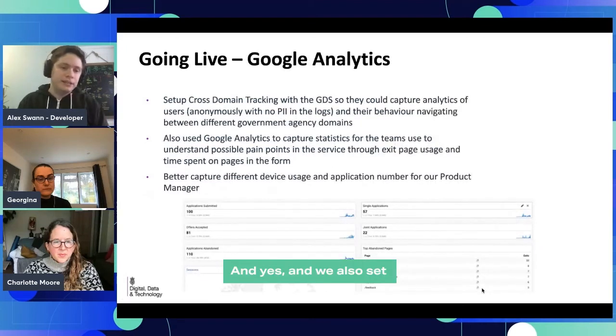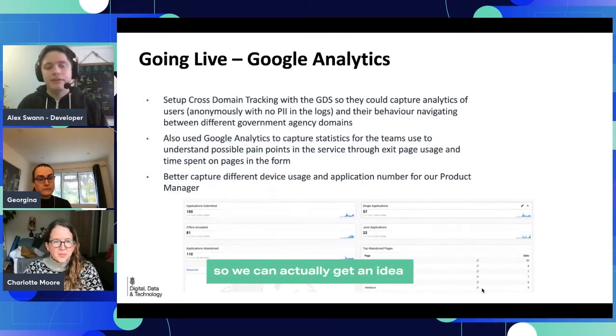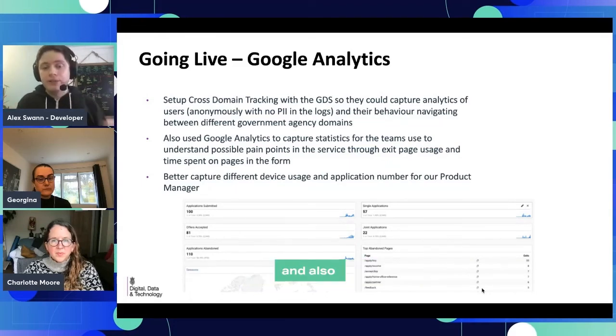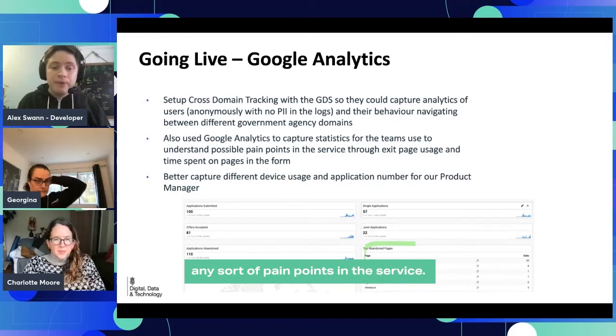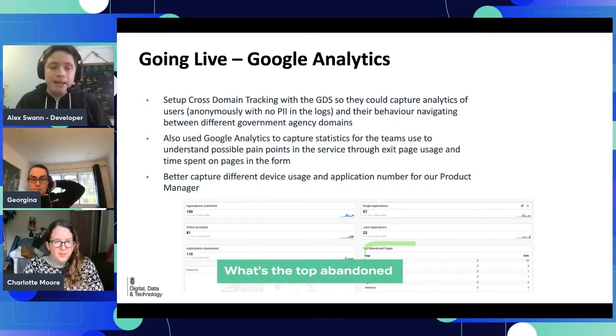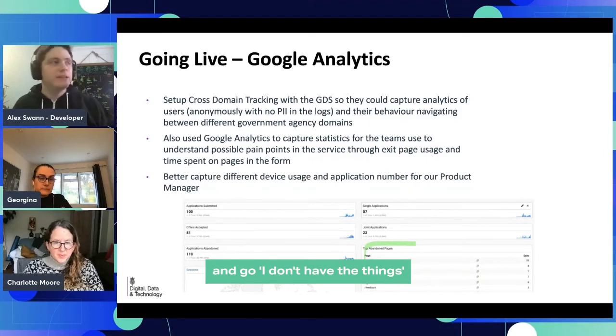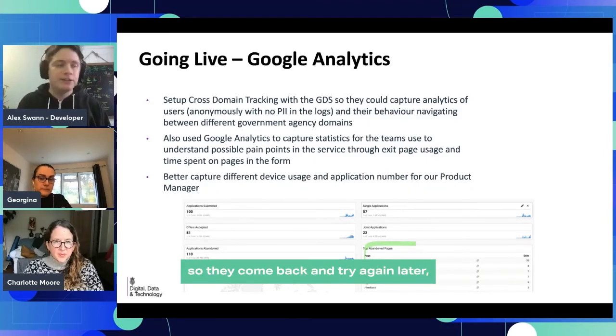And yes, we also set up Google Analytics so we can actually get an idea of how many people are doing single or joint applications, how many offers are being accepted, and also any pain points in the service. What are the top abandoned pages other than the first page and last page? Someone might start and go, oh, I don't have the thing, so they come back and try again later, or if they've gotten to the end, they might leave their computer or screen open before moving onto another site. So that's why that might be an exit page.